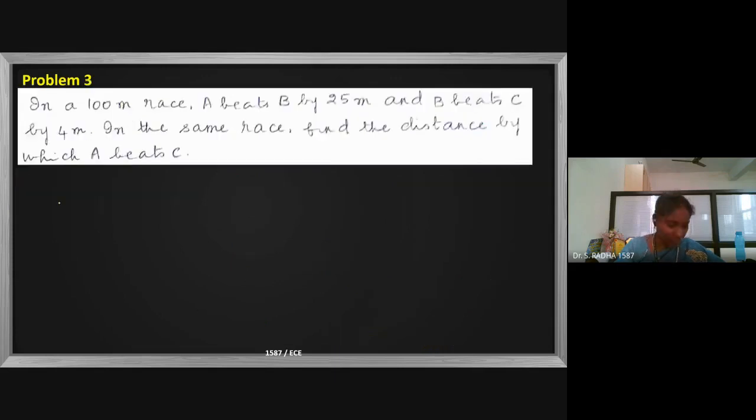Okay, now I am going to the next problem. In a 100-meter race, A beats B by 25 meters. So the A, B difference is 25 meters in the race. B beats C by 4 meters. B is ahead by 4 meters in the running race. In the same race, find the distance by which A beats C.